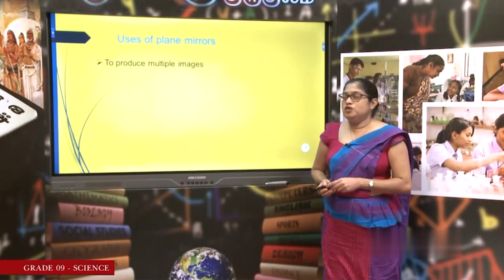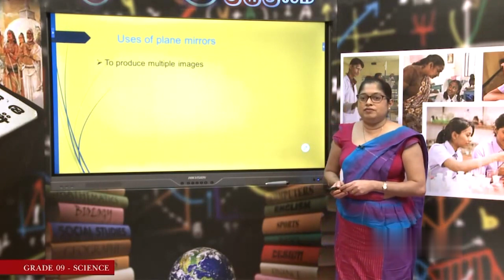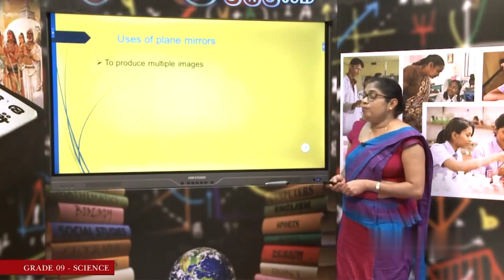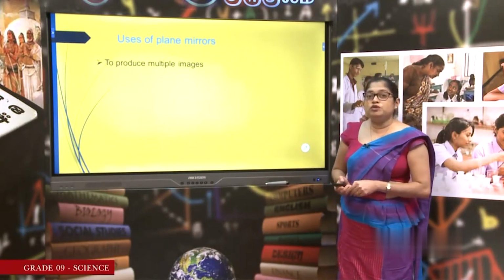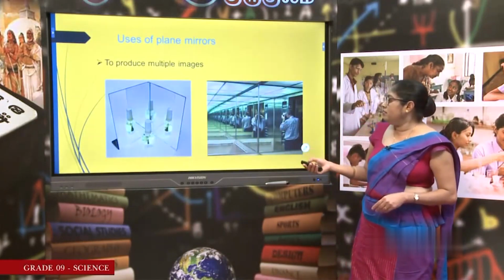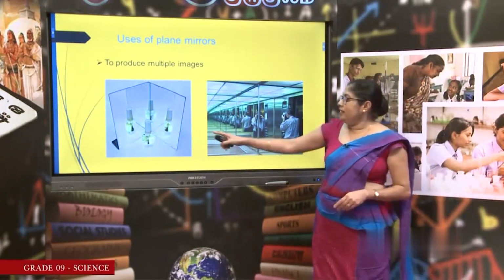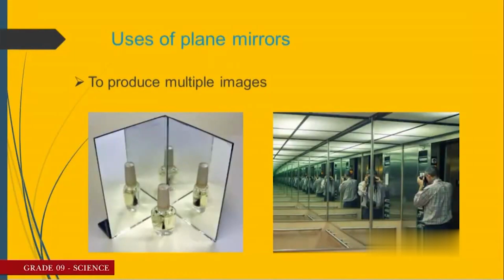Let us move on to the uses of plane mirrors. So, plane mirrors produce multiple images. Here you can see two plane mirrors are kept at an angle. You can see many images in it. So, multiple images are the images more than one. So, in this diagram there are many images formed by plane mirrors.